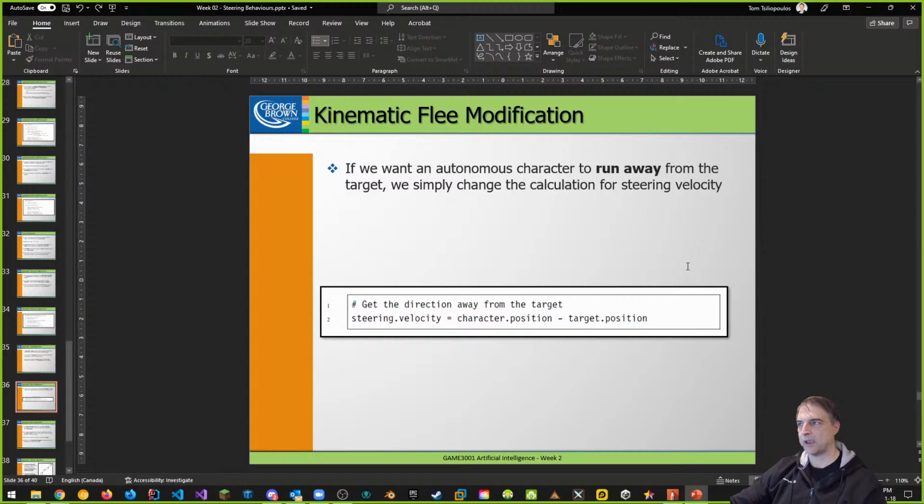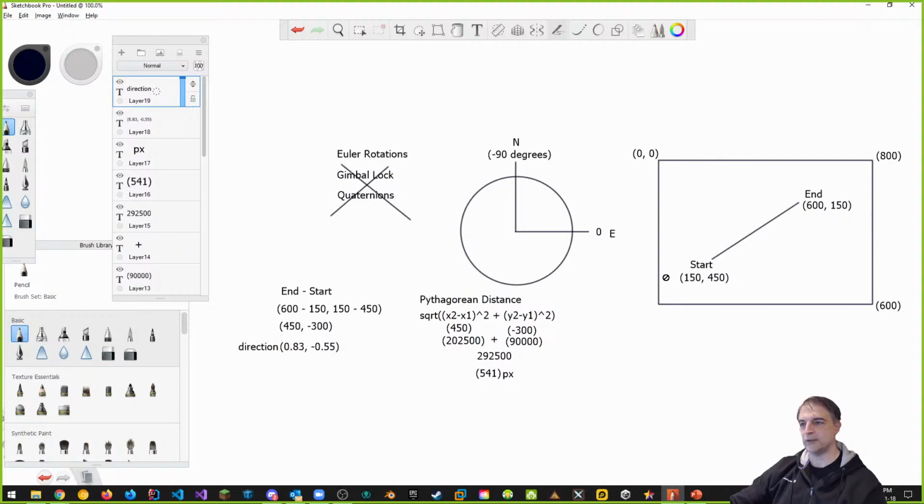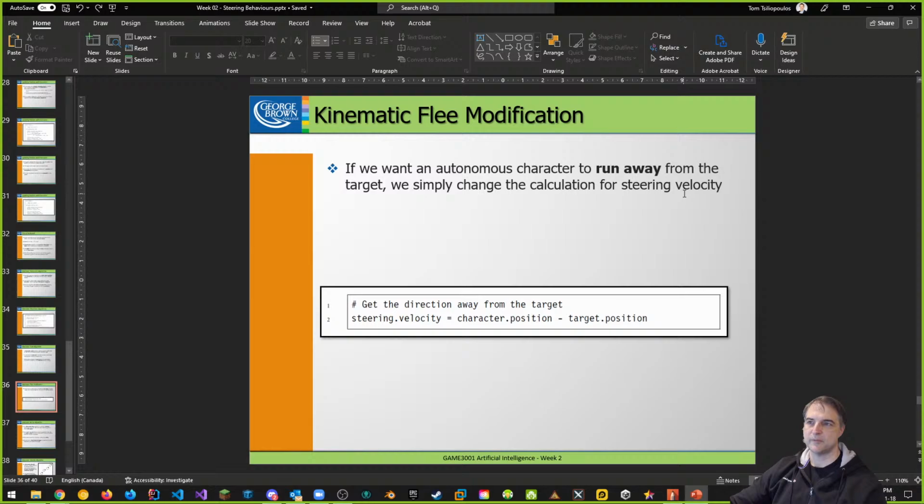Okay, that's kinematic seek. Flee is the other way around, right? So remember, our velocity, our orientation to the target, was the target minus the origin. We use this formula, which was end minus start. Well, flee is just the other way around, start minus end, which means my direction, my unit vector, is completely opposite of this one, right? Why? I'm going to go in the opposite direction. So flee is wherever the enemy is. If I want to run away from an enemy, I calculate the direction towards the enemy, and I literally run in the opposite direction. That's what flee is. It's the opposite of seek. So kinematic flee is really just the reverse of seek, okay?